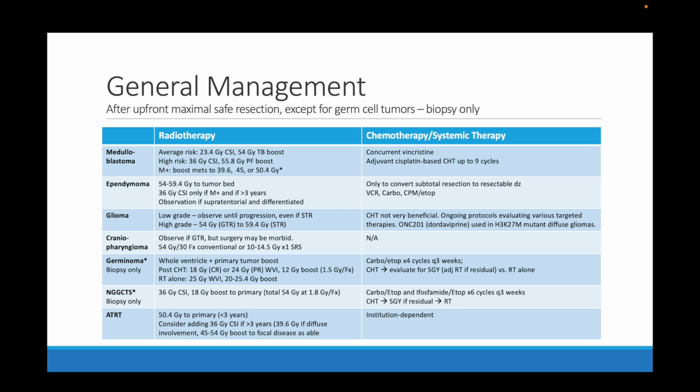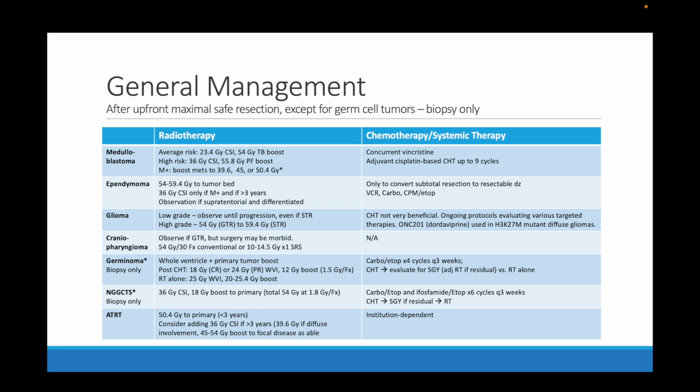So for low-grade gliomas, such as juvenile pilocytic astrocytomas, even if there is a subtotal resection, so even if they have gross residual after their maximal safe resection, it's safe to observe these until progression, and we don't necessarily need to intervene with radiation just because they are low grade and they tend to not be very aggressive.